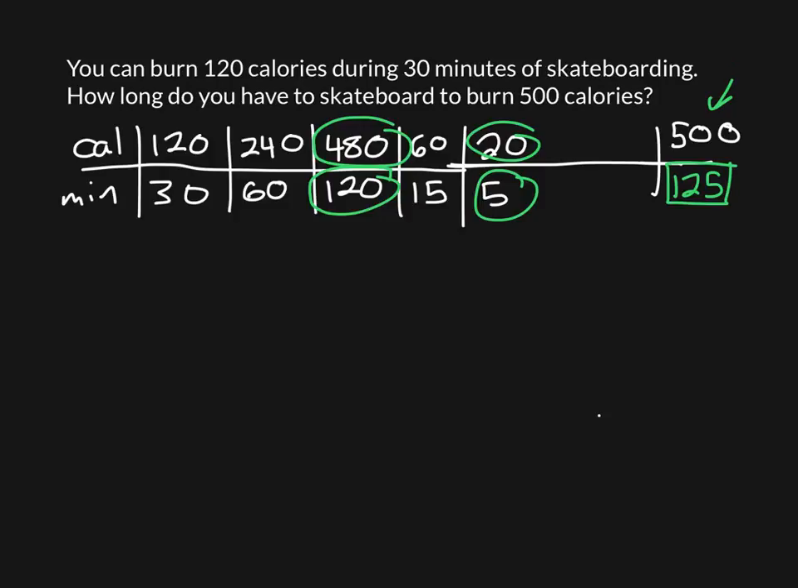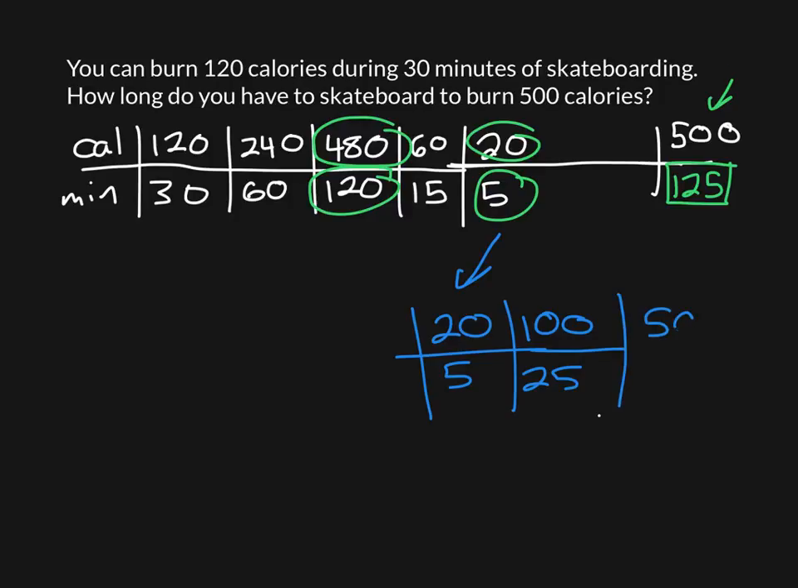Now, there's a few other ways we could have gone about this. For instance, let's take 20 over 5, right? So if we go back to where we have 20 over 5, I could have multiplied 20 by 5 to get 100, right? 20 times 5 is 100. 5 times 5 is 25. Now, if I want to get up to 500, I need to multiply 100 by 5 to get to 500. So I can do 25 times 5, which would bring me to 125.